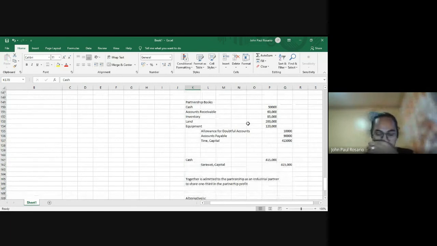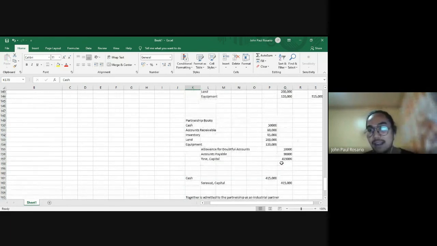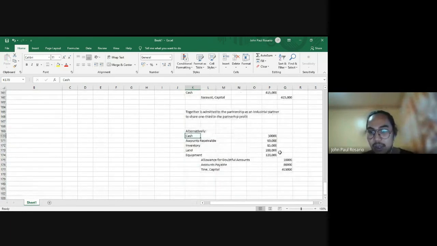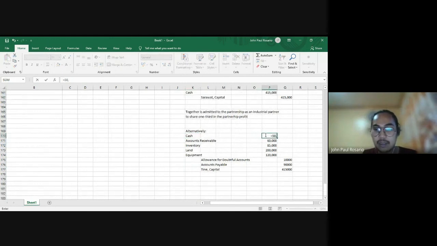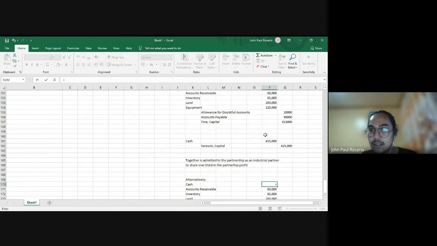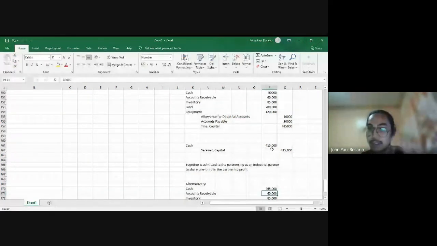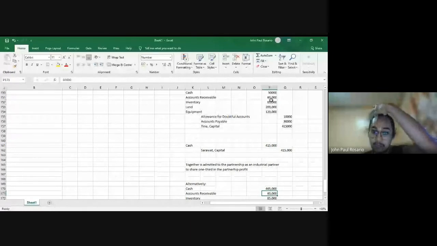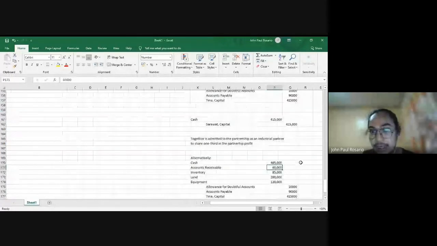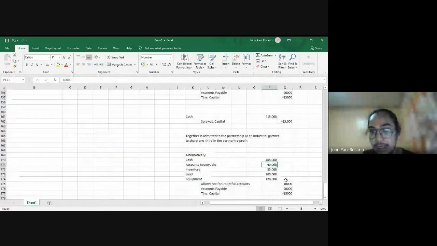So we simply add the cash balances. So cash of 50 plus 40 for 15. So 50,000 also 50,000 plus the 415. So the new cash balance is 465. There is no other inventory, land, equipment contributed, not even accounts receivable or allowance. So those are maintained. And then we also have the capital.